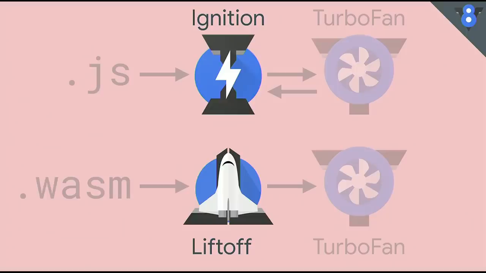Now, there's some differences here. The first obvious difference is that the first stage has a different name and a different logo. But there's also a conceptual difference. Ignition is an interpreter, and Liftoff is a compiler that generates machine code. So it would be an overgeneralization to say that machine code is always faster than interpreted code, but on average, it's probably true. So here's already the first difference in terms of speed perception.